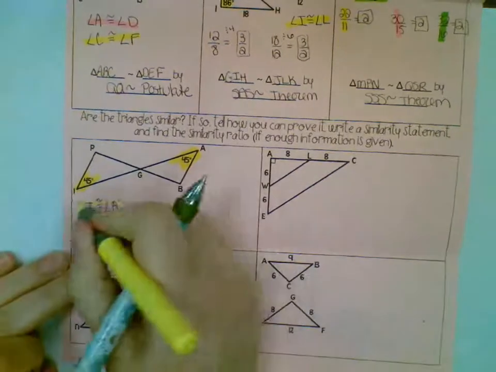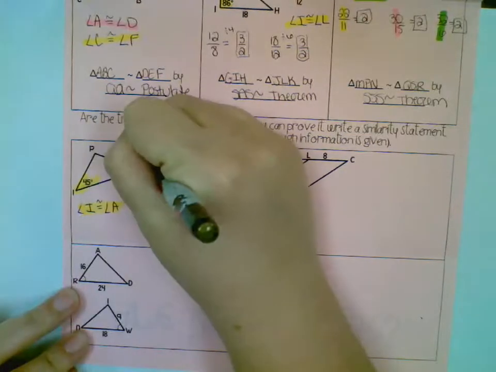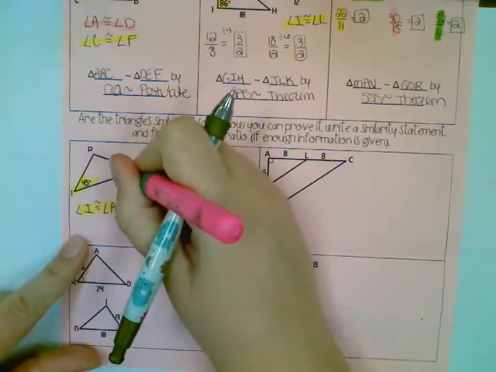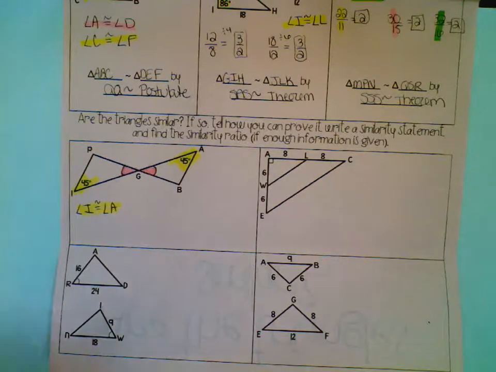Since we do not have any side measurements here, we know that it's not going to be side angle side or side side side similarity. It's going to have to be angle angle if we have that those triangles are similar. So is there anything hidden? Very good. We got hidden congruent vertical angles. So that is our second angle.